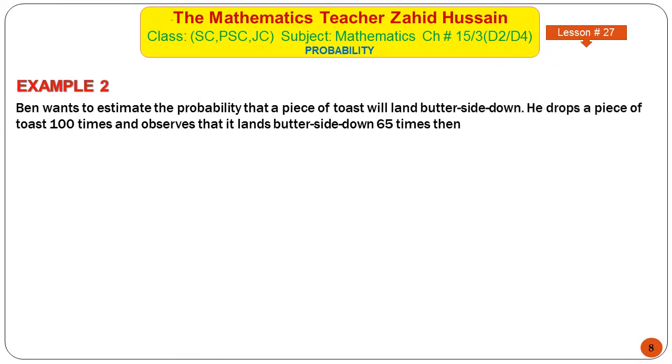Example number 2. Here Ben wants to estimate the probability that a piece of toast will land butter side down. He drops a piece of toast 100 times and observes that it lands butter side down 65 times. Okay, अगर एक वो टोस्ट है आपका, उसके ऊपर बटर लगा हुआ है, तो जब आप उसको टॉस करते हैं तो वो टोस्ट जो है वो बटर साइड पे लैंड करता है. अब देखिए जब टॉस करेंगे तो वो या बटर साइड पे लैंड करेगा या दूसरी साइड पे लैंड करेगा.